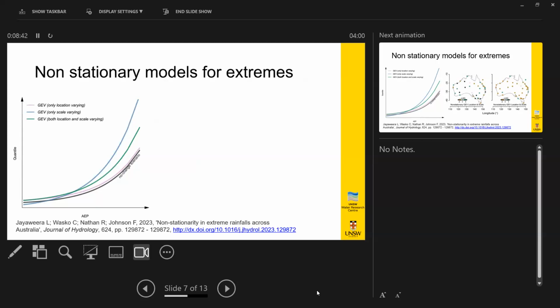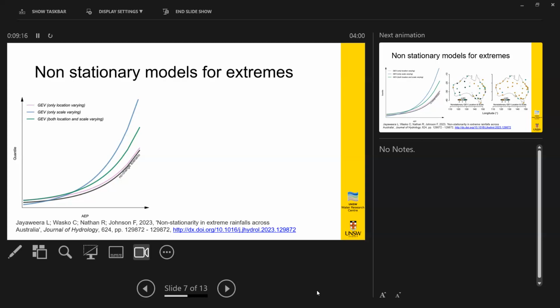And so this is work that Leilani has been doing at the University of Melbourne with Conrad Wasko and Rory Nathan, who many of you may know from a statistical hydrology perspective, where Leilani was looking at how we would change our GEV distribution, and which of the three parameters. And what she showed was if you just change the location parameter, which is quite a common model for changing the GEV, then you get this relationship where everything just shifts up from the no change scenario.